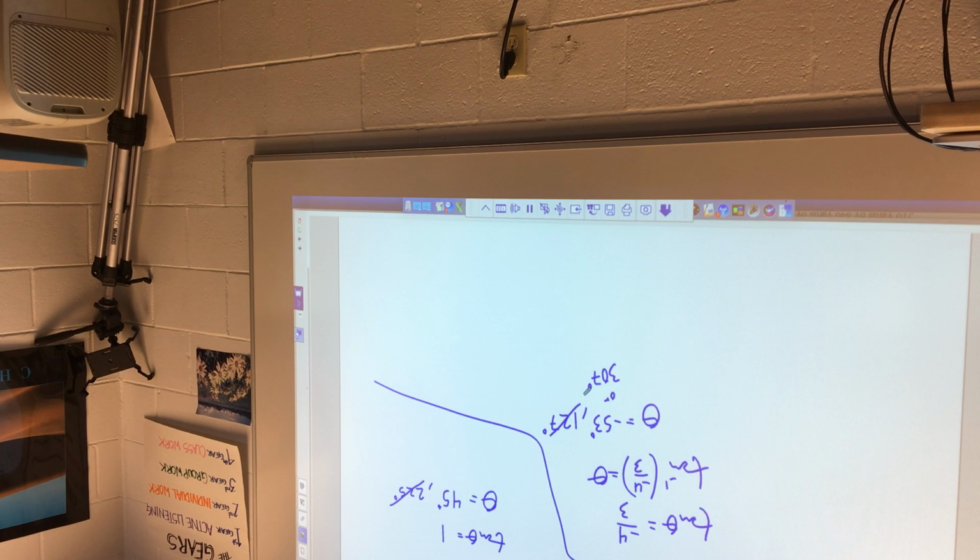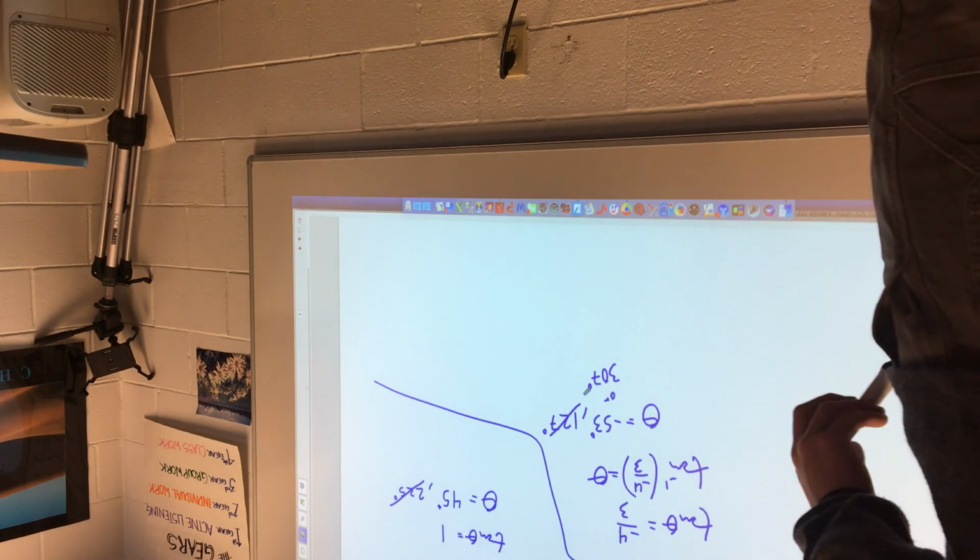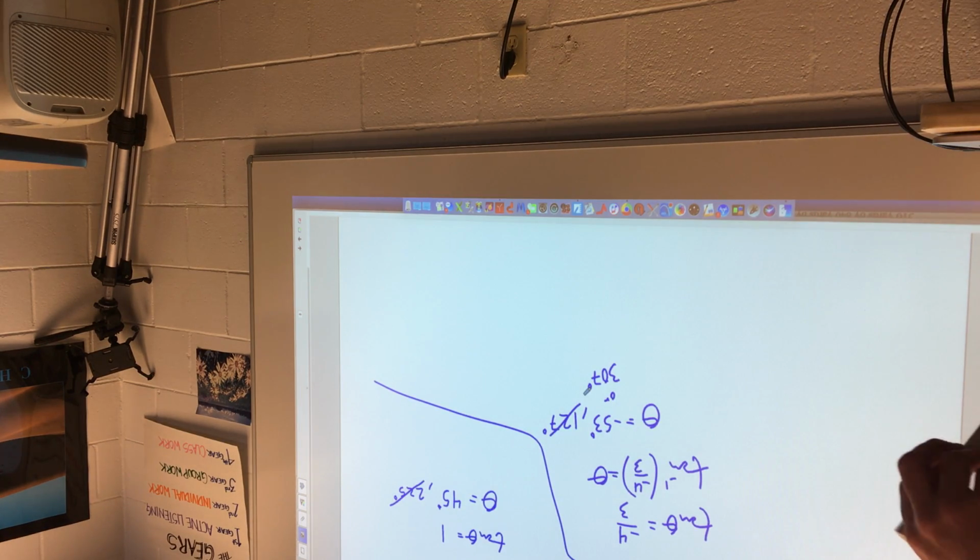Okay, does that part kind of make sense? Could you leave it as negative 53? Sure, unless I was asking for an angle between 0 and 360. Oh, you limit the range.